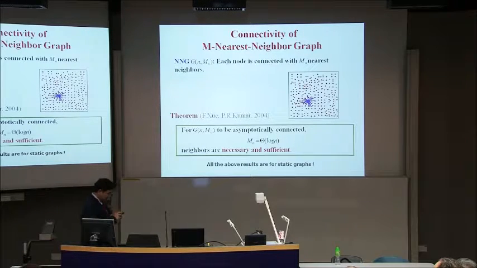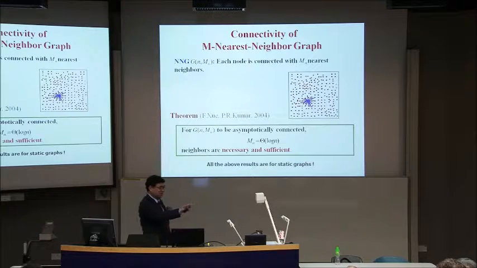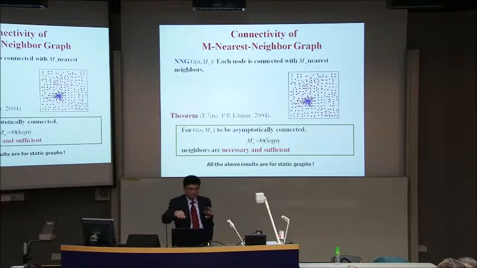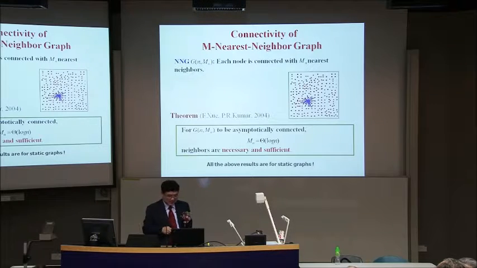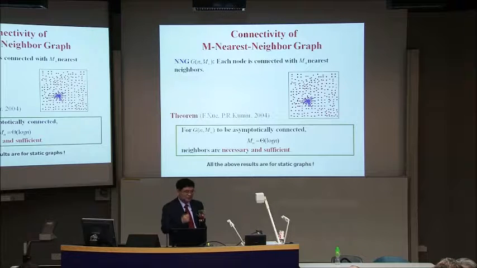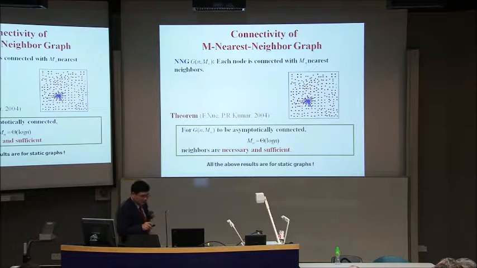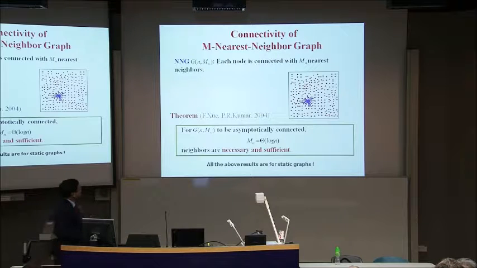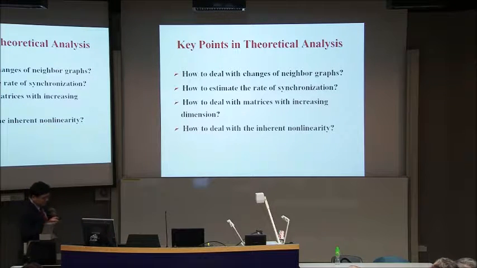Again, this is for a static graph, only applicable to our initial conditions for the system, because you need all the agents to be i.i.d., independently and identically distributed. Anyway, that's a very useful result for our study.